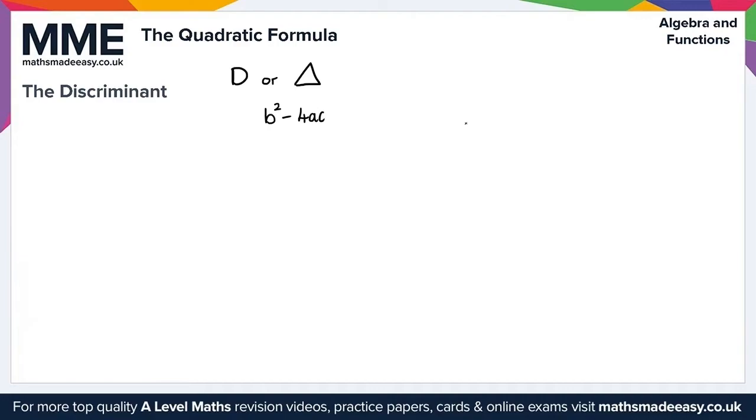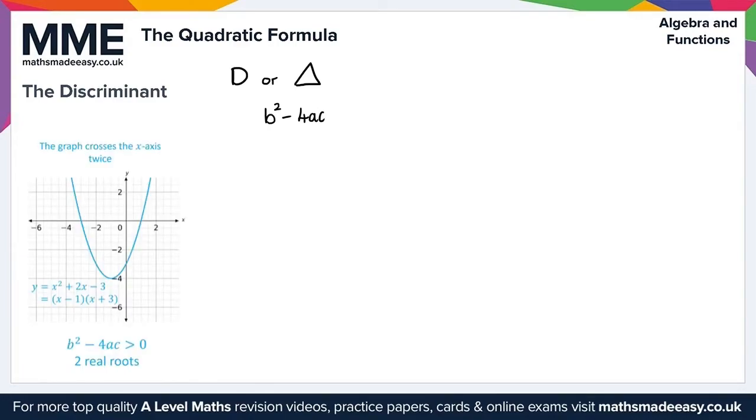So, if b squared minus 4ac is greater than 0, what this tells us is that we have two real roots. We can see that using this graph here. As b squared minus 4ac is greater than 0, we have two real roots, and these roots are where it crosses the x-axis. Because it cuts through twice, at this coordinate and this coordinate, that means we have two real roots. So that's when b squared minus 4ac is greater than 0.